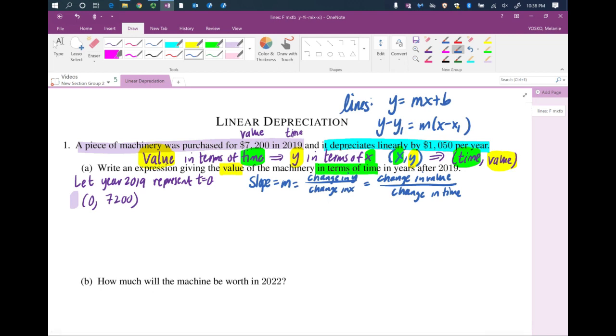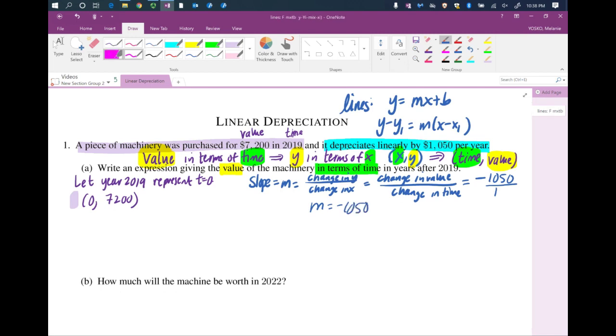Let's read it again. Depreciates linearly by this amount. Well, isn't this the change in the value? And depreciates means the value is decreasing, right? So the change in value is actually a negative $1,050. Time period is 1 year. So your slope will be negative 1,050.